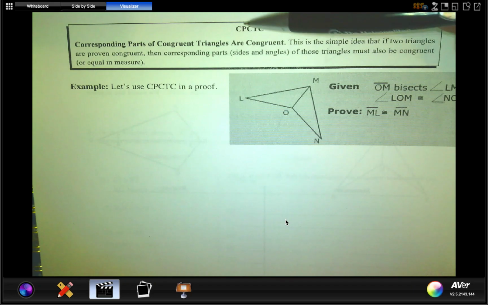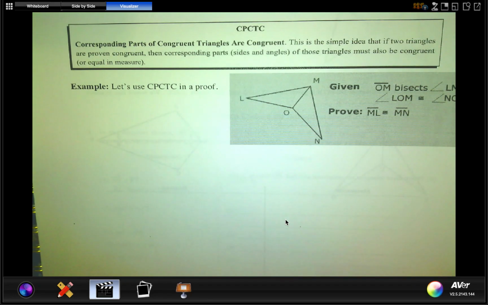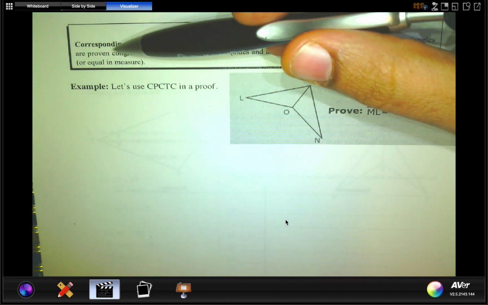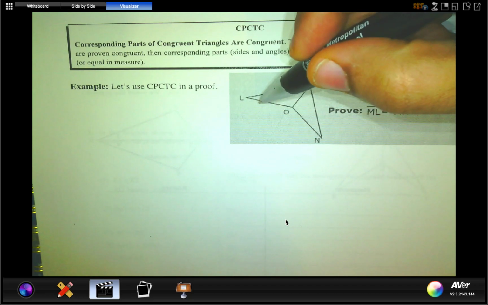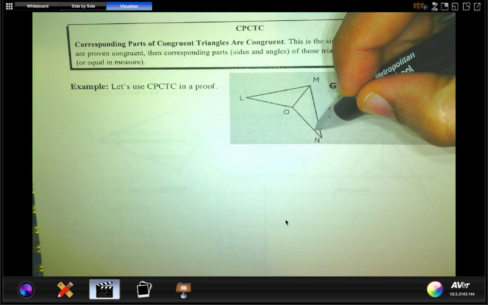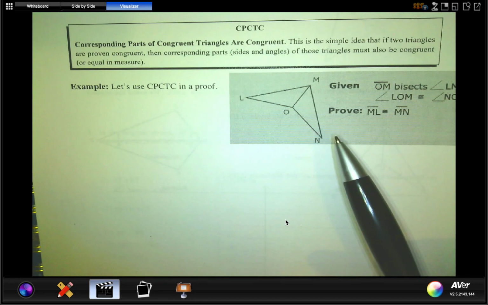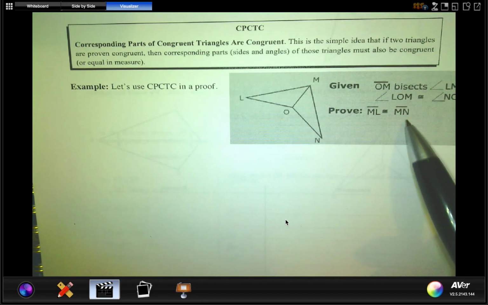And we're going to be using this property, CPCTC, which stands for corresponding parts of congruent triangles are congruent. Well, right in the name, it tells you that if the triangles are congruent, then the corresponding parts are also congruent. And remember, angles are also corresponding, so corresponding just means in the same position. So I can say that L is congruent to N only if the two triangles are congruent. So let's see, how do we go about this proof? How do we show that ML is congruent to MN?